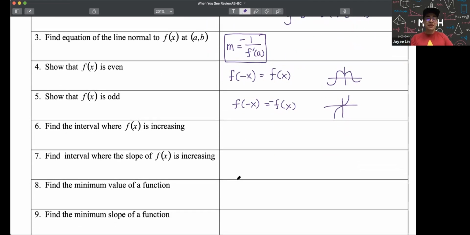Perpendicular. Number 6, find the interval where f of x is increasing. What's your job there? Find the derivative, do a number line test, see where it's positive, yes. Find where f prime of x is greater than 0 is basically what it's saying, right? Somebody said if velocity and acceleration have the same sign, that's speeding up. Okay, so that's a question for later. It doesn't necessarily have to do with speed here. So we're finding where f prime of x is positive. What about the next one? Find the interval where the slope is increasing.